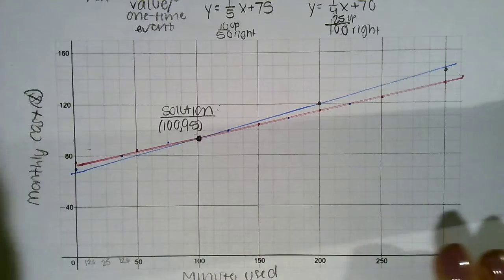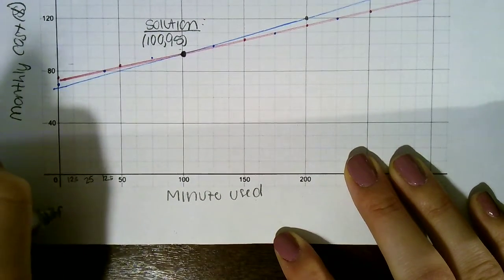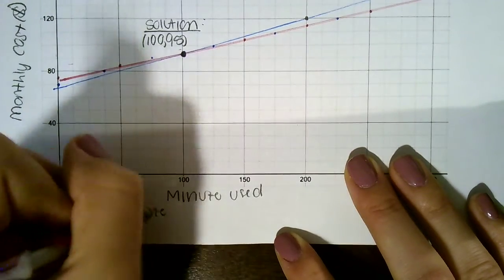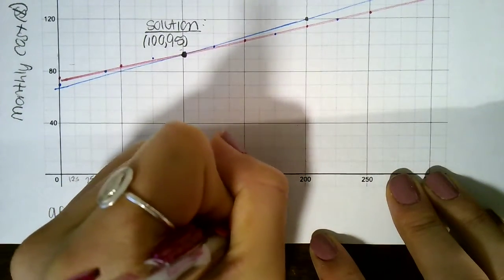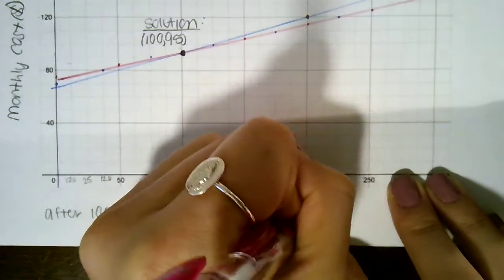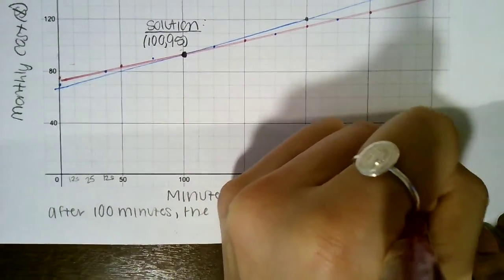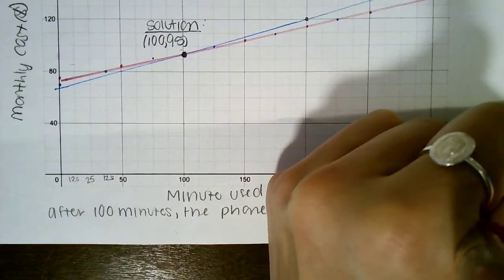So what this tells us is that after 100 minutes, the phone plans cost the same, and that would be $95.